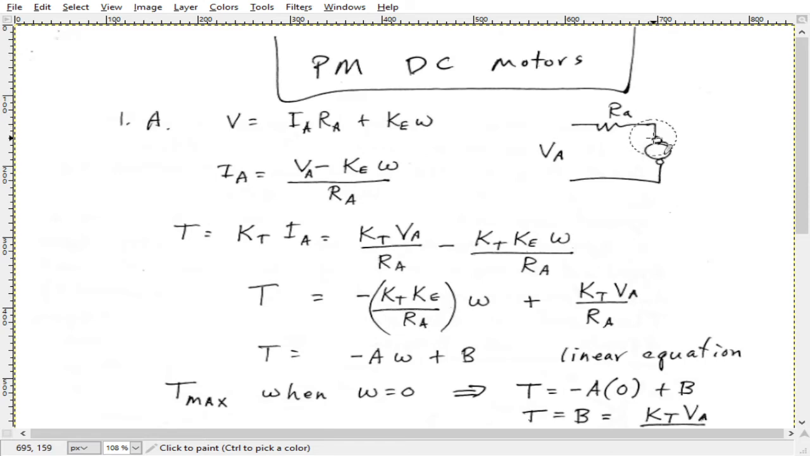And what happens is when you first start up your permanent magnet motor, this right here is not rotating, and so the only thing you have reducing the current is the armature resistance. So it's a large current to start with.